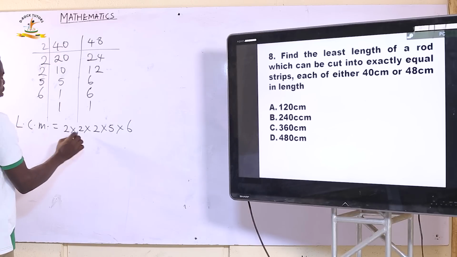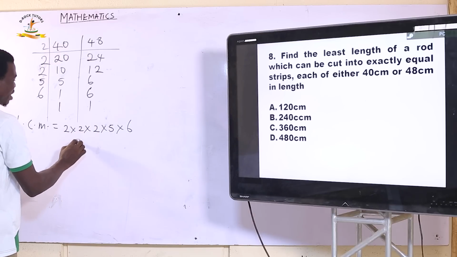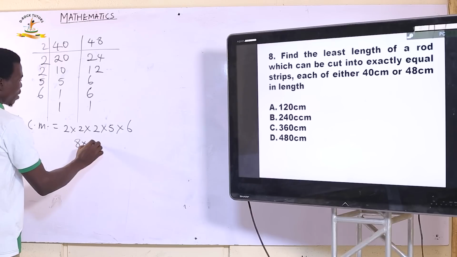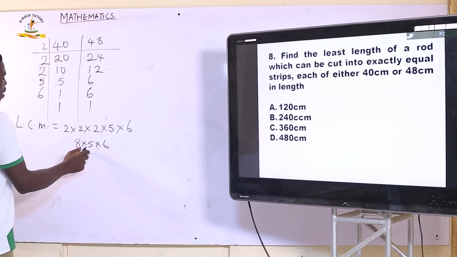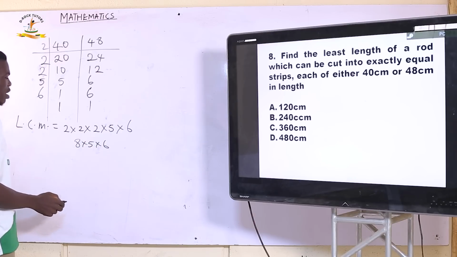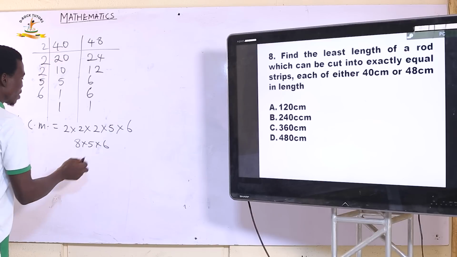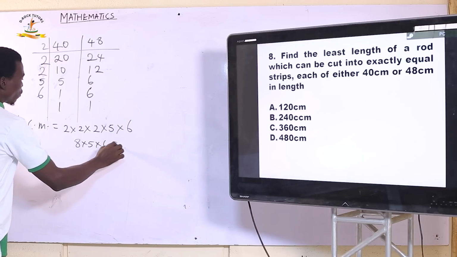And this is going to be 8. 2 times 2 times 2 is 8. 8 times 5 times 6. 8 times 5 is what? Is 40. And 40 times 6 is what? 240.